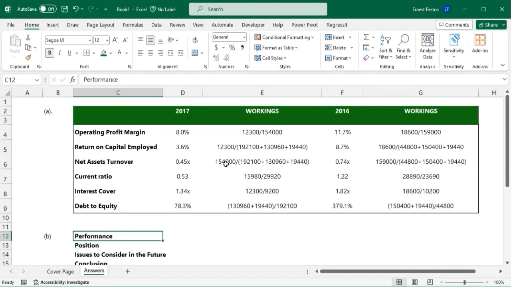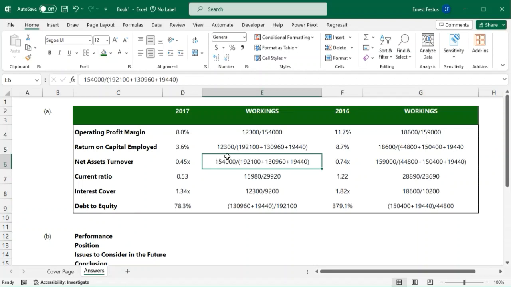So where is our revenue? This is our revenue. We have 159,000 for 2016 and 154,000 for 2017, which means that there has been a decrease in revenue of $5 million, and that is a lot of money. And remember, when you are analyzing financial statements, I said this in my previous video, you are not just coming to say that revenue increased in the current year by this amount and then you stop there.